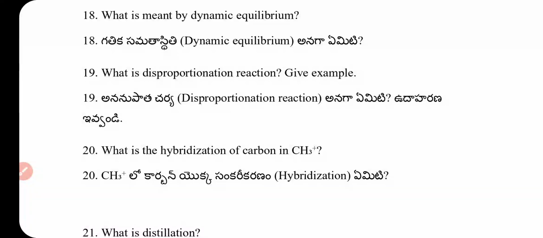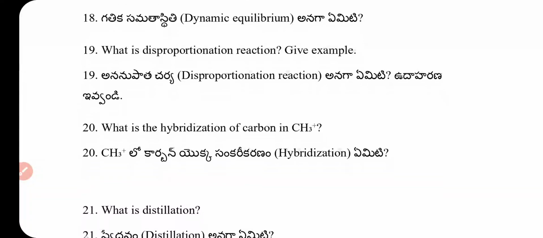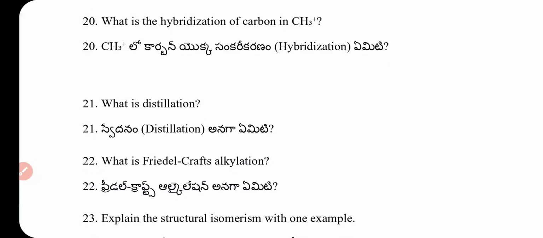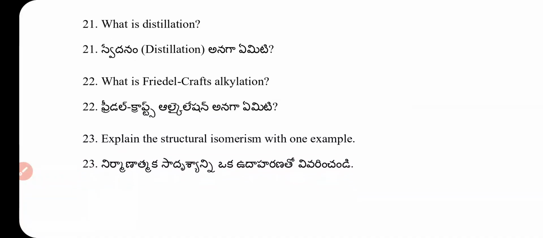Question number 19. What is a disproportionation reaction? Give an example. Question number 20. What is the hybridization of carbon in the CH3 plus ion? Question number 21. What is distillation? Question number 22. What is Friedel-Crafts alkylation?